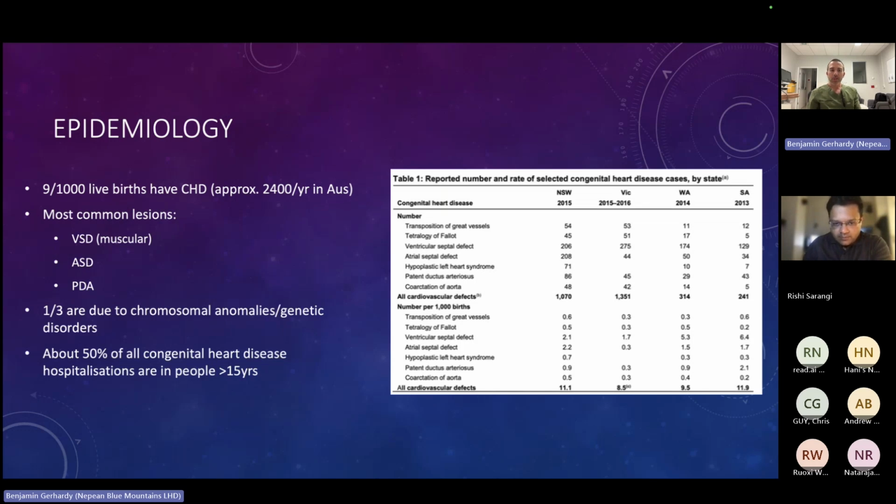About a third of them are due to genetic disorders or chromosomal anomalies. However, about 50% of all hospitalizations for people with congenital heart disease occur when they're greater than 15 years old. So these are adult patients and they're living longer now. They're living longer because we can pick things up when they are younger, including in utero. We can start surgical repairs within days of being born, and we have better outpatient management. So they present when they're adults with their repaired complex anatomy.